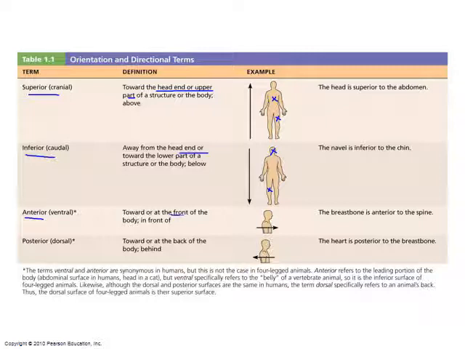Anterior is going to be the front of the body, and posterior is going to be the back of the body, so towards the back. You can also use the words ventral and dorsal. You can use these interchangeably. That's fine. You can read down here. It's synonymous in humans, but not the case for four-legged animals.